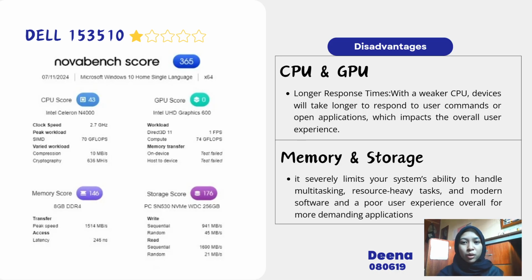The disadvantage of having the lowest score in CPU and GPU is when a device has a weaker CPU. It struggles to process commands and run applications efficiently. As a result, tasks like opening apps and responding to user input can take longer than expected, leading to delays and a slower overall experience.